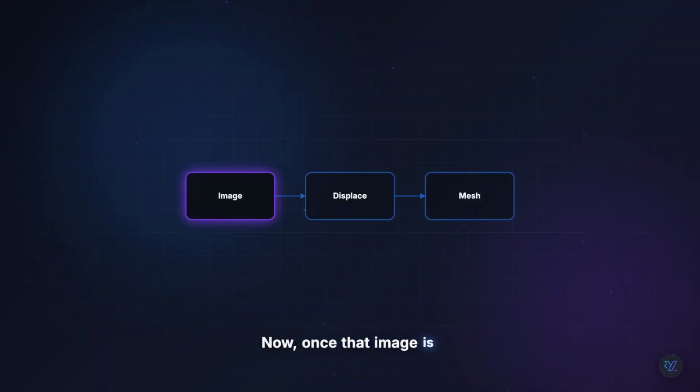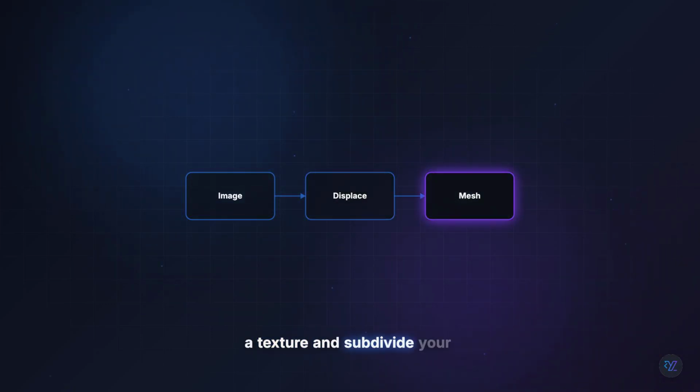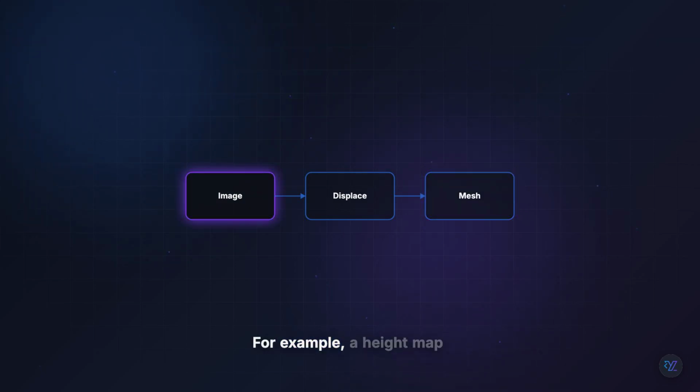Now, once that image is in Blender, you can turn it into a 3D model. Use it as a displacement map, or import it as a texture and subdivide your mesh. For example, a height map can drive the displacement modifier.